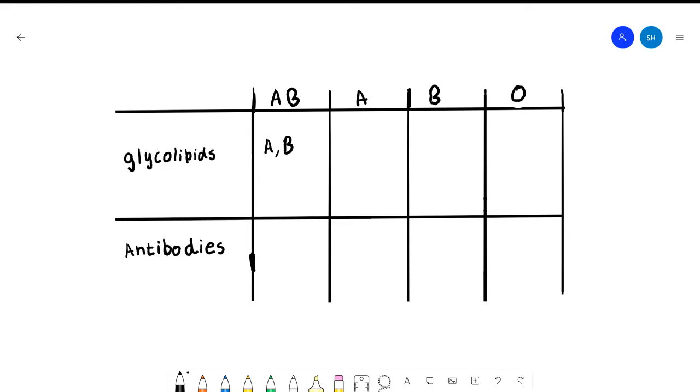And we know that the blood type A has the glycolipid A and has the antibody B. And for the B blood type, it has the B glycolipid and the A antibody. And for the O blood group, it has no glycolipids and it has both the A and B antibodies.